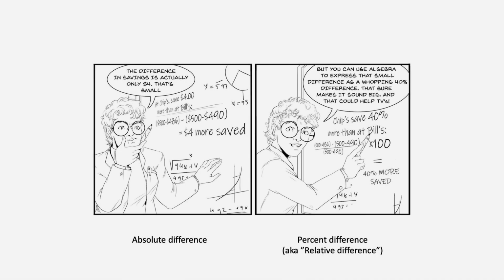What you're seeing on the left is that if you calculate the difference in terms of the difference in dollar amount, you get that Chips saves you $4. But if you calculate that difference in terms of the percent more saved, you get another figure, that's 40%. These 2 differences of measure are called on the left absolute difference and on the right percent difference.